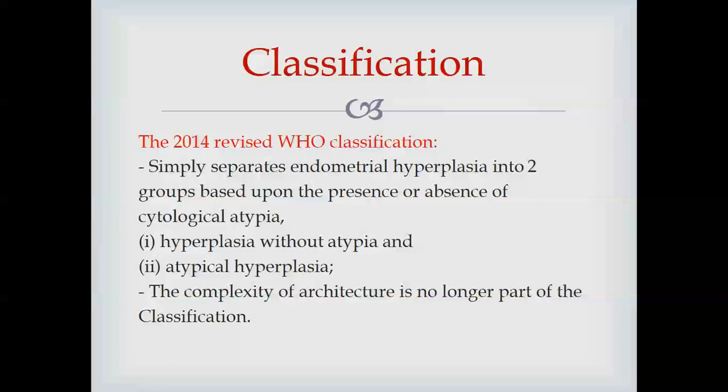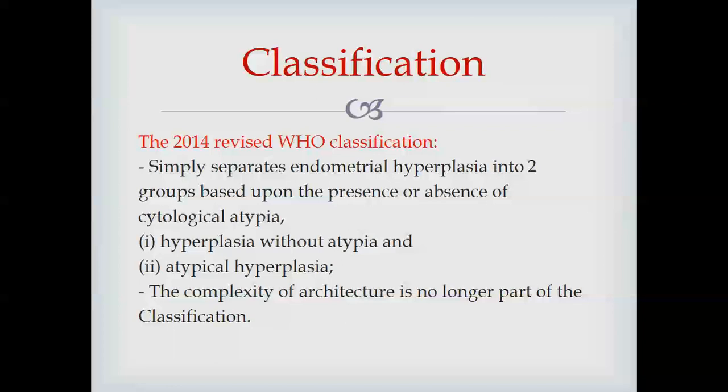Classification. In 2014, the WHO revised its classification. In the previous classification, endometrial hyperplasia was classified according to the histopathological result as either simple or complex, and each was divided into typical or atypical. Nowadays, complexity is no longer part of the classification.